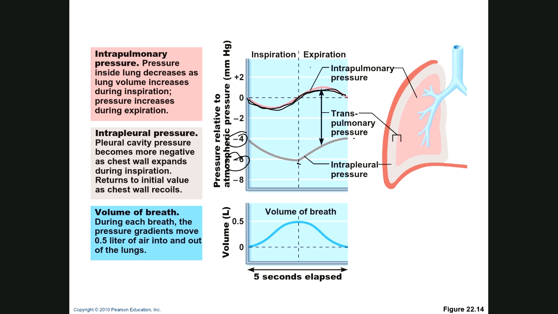So when you're breathing in, it is about -4 and goes all the way to -6, which is really pulling and expanding the lungs even more. And then it goes back up to -4 when you're breathing out. And that's just the volume of air breathing in and out. Definitely know how we breathe in, how we breathe out.